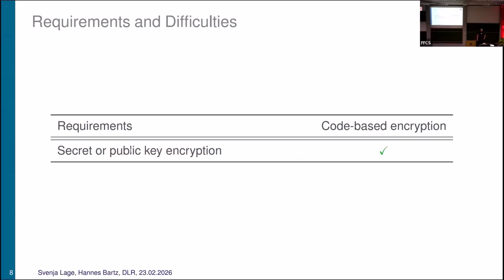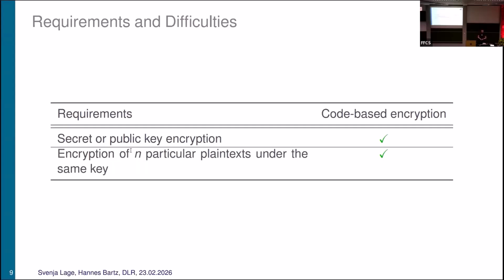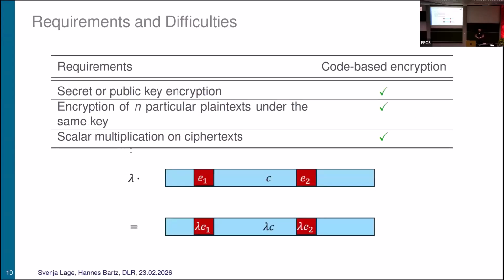Okay, so let's have a look at what the requirements are on the code-based side. We need secret or public key encryption, as already spoiled. There are code-based schemes available, so this is very easy to check. And we need the encryption of n particular plaintexts under the same key, which is also something we can ensure. And we can perform scalar multiplication on ciphertexts. Ciphertexts in our case are simply codeword plus error.